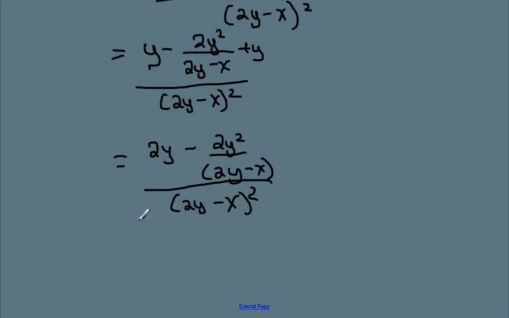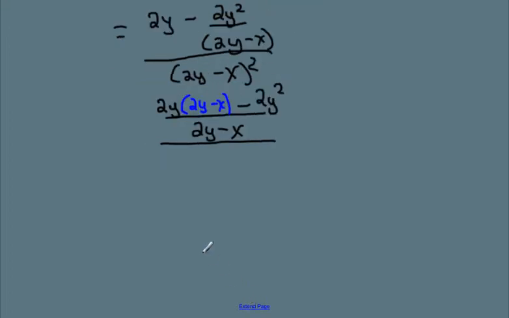Okay, I do need to get a common denominator here. So I'm going to do a common denominator of 2y minus x. This expression right here is 2y, but I didn't have a 2y minus x over here, so I want to multiply it by 2y minus x. So this expression will just stay 2y, but has a common denominator now, minus 2y squared, all over (2y minus x) all squared.